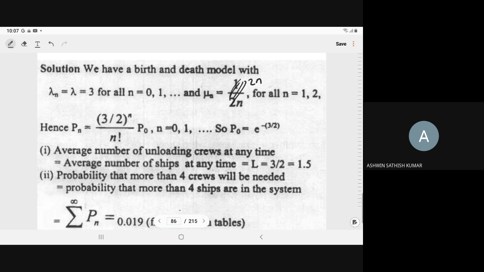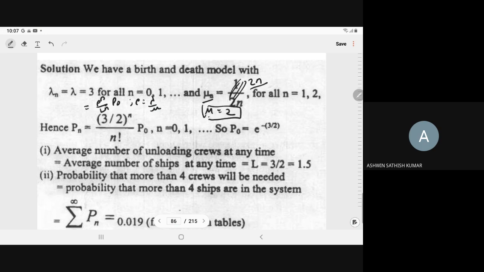We know that for the self-service model, Pn is equal to rho to power n upon factorial n into P naught, where P naught is equal to e to power minus rho, which we have already derived. So Pn is rho to power n upon factorial n into P naught, where rho is lambda upon mu. In this case, because mu n depends on n, we can say that mu is equal to 2.